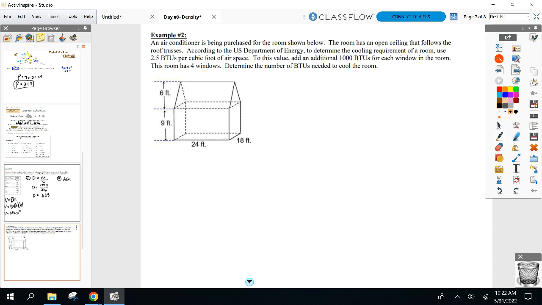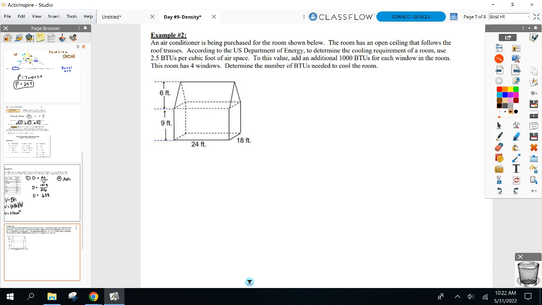How about this room? Looks like a house, but it's actually one room in the house. And we need to cool it down. So British BTUs, if anybody's wondering, British thermal units. We use 2.5 per cubic foot of air. And then for every window, we add in another 1,000. How many BTUs to cool a room?